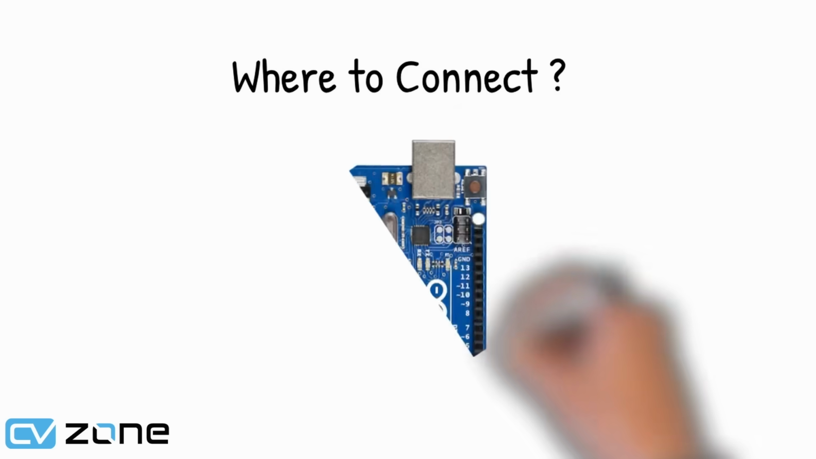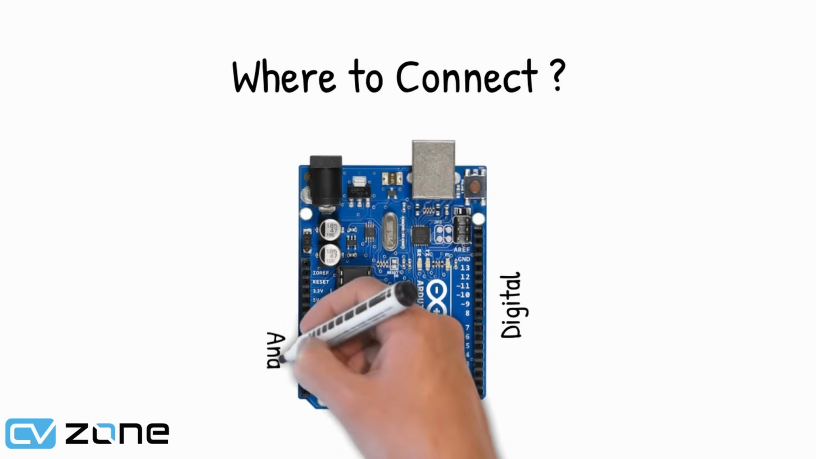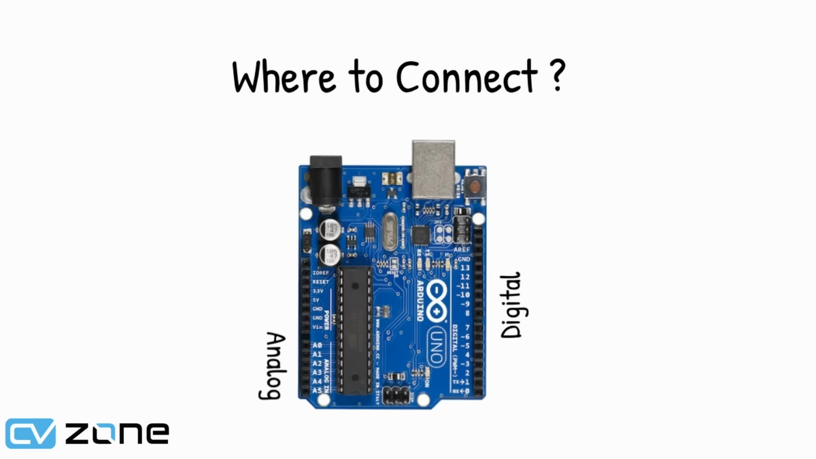So which sensor is connected to which pin number of the Arduino board? As we discussed earlier, the signals can be of analog or digital type. In Arduino Uno, we have 14 digital pins and 6 analog. So one could say that all analog devices are connected to the analog pins and all digital devices are connected to the digital pins. Well, that is not correct.